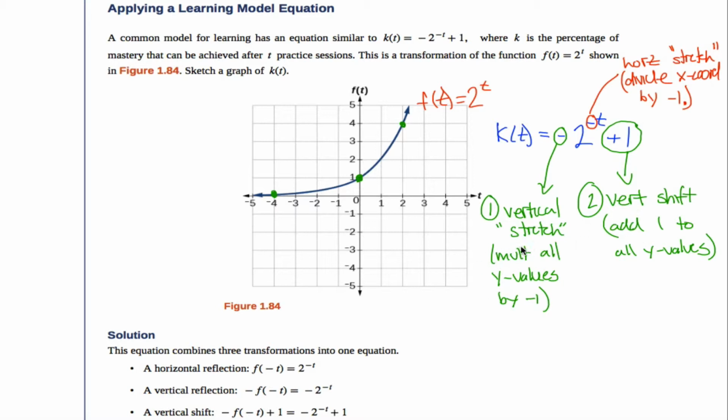So this one, I'm going to take all the old y values and multiply them by negative 1. So maybe I'll start with this point. This y value was 1. If I multiply it by negative 1, it goes down to negative 1, because 1 times negative 1 is negative 1. And then if I add 1 to all of the y values, so I've multiplied it by negative 1, that brought it down here, then I add 1, it ends up right here. This point is going to go down to here.